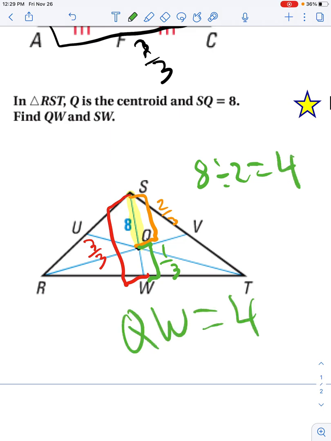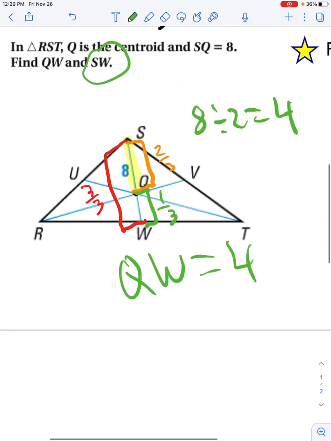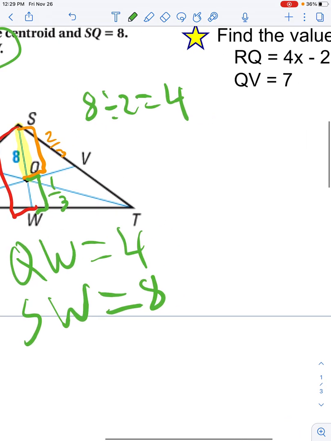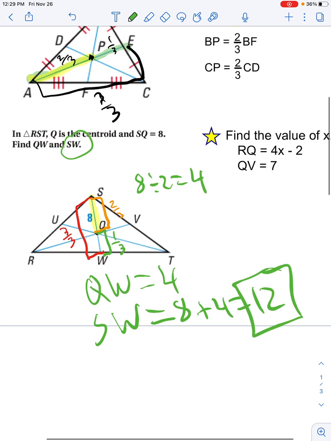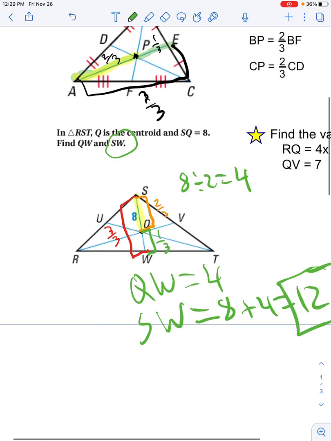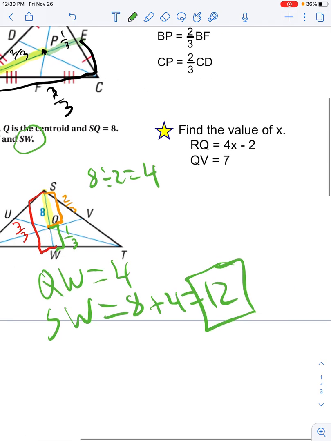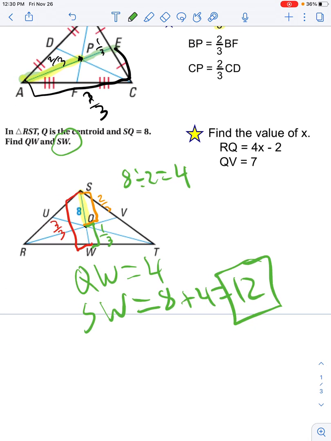So QW equals 4. And then SW, you've heard me say this before, little plus little equals big. I take my little segment SQ and my little segment QW, and it's going to equal 12. So using what we know, we can substitute some things in and figure out what we don't know.